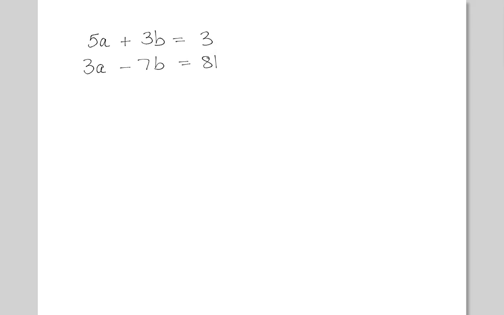So what could you do to the 5a and the 3a to make them the same number? Times the top one by and the bottom one by. So it's almost identical to when you're trying to find a lowest common denominator when you're adding fractions. It's the similar process. It's the same underlying principle, LCM.